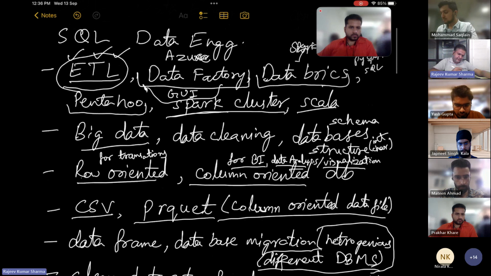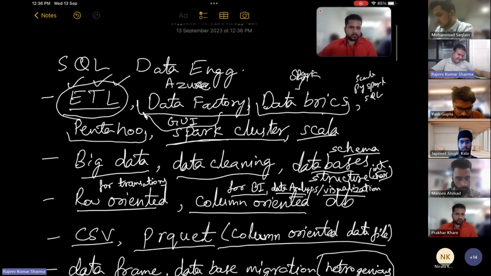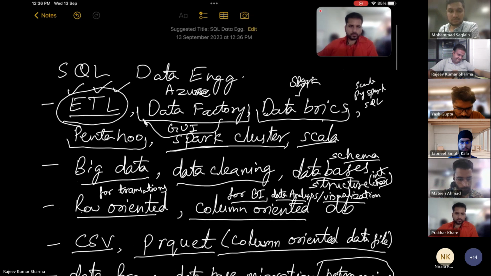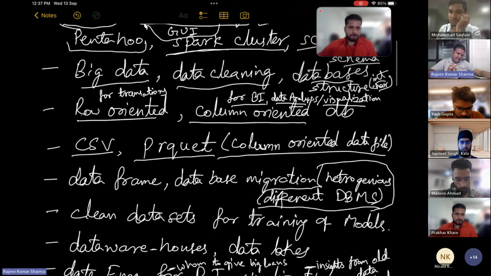Afterwards, data cleaning. You understood the terminology, what data cleaning is. You know what schema is. You know what structures like integer and char are, what visualizations are, what databases are. CSV. Okay.